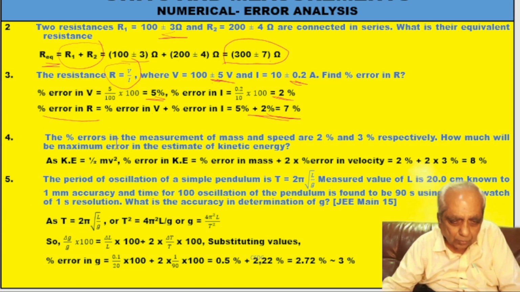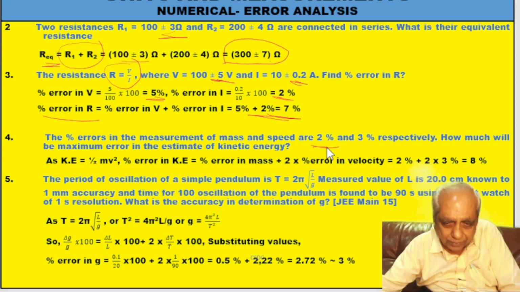Now we'll go to the next question, question number 4. In this question, the percentage errors in measurement of mass and speed are given. So 2% is the error in mass, and in speed the error is 3%. You are asked what would be the maximum error in kinetic energy. So we should write the formula of kinetic energy.